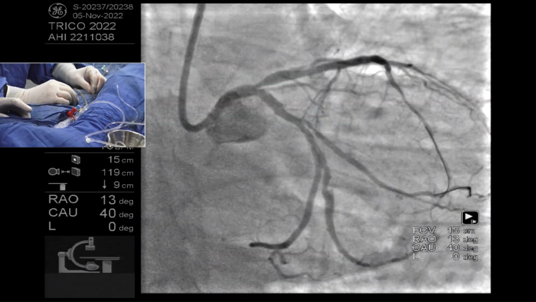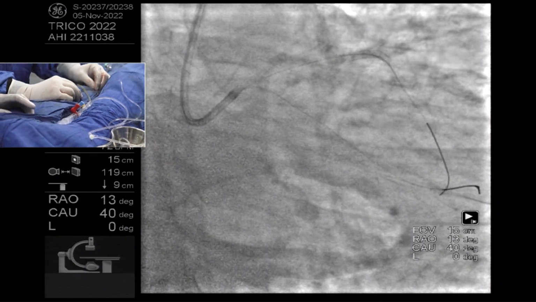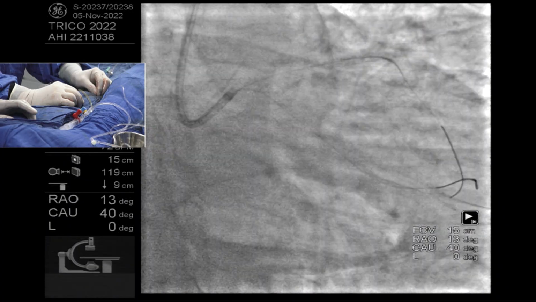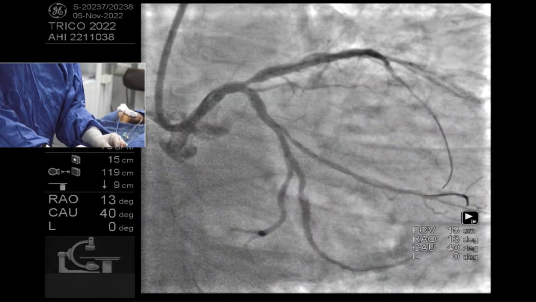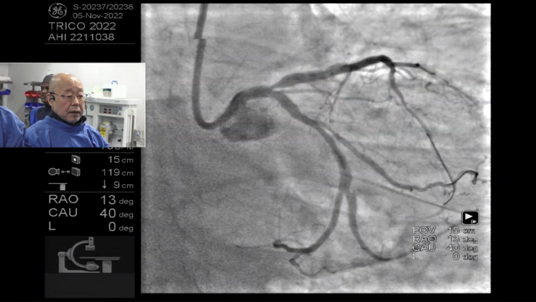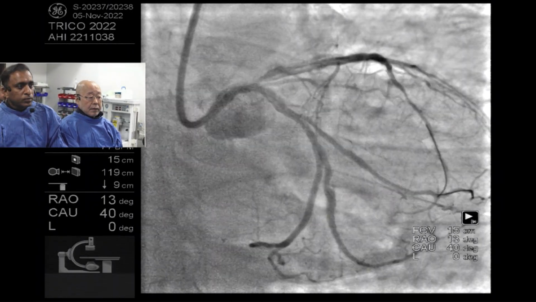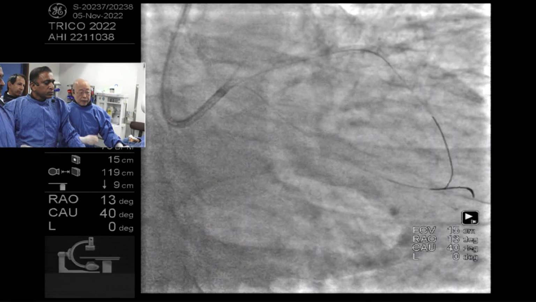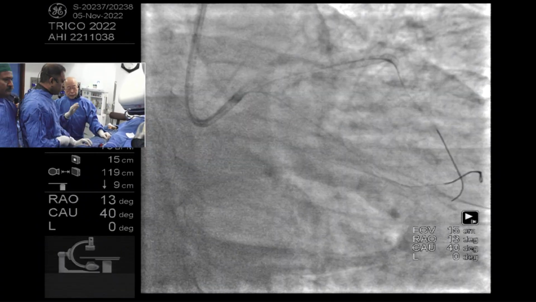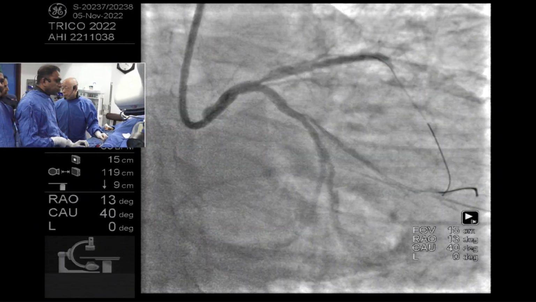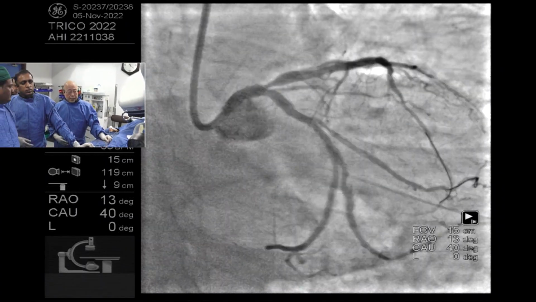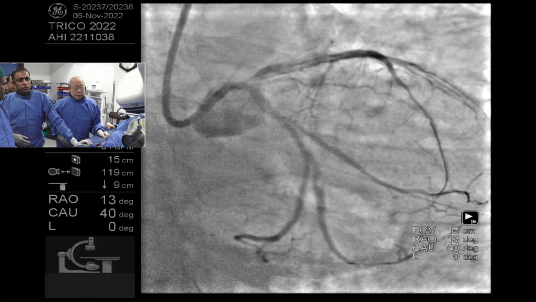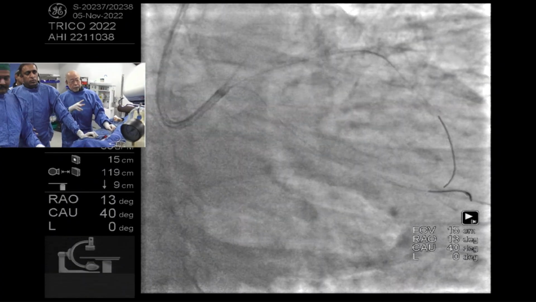Surprisingly good for the amount of trouble that was there. Maybe a 2.5 by 28 Alpine. And are we going to spare the ostium, or will we be flush with the ostium, you think? Try and nail it. I do not want to touch. 28 is enough.